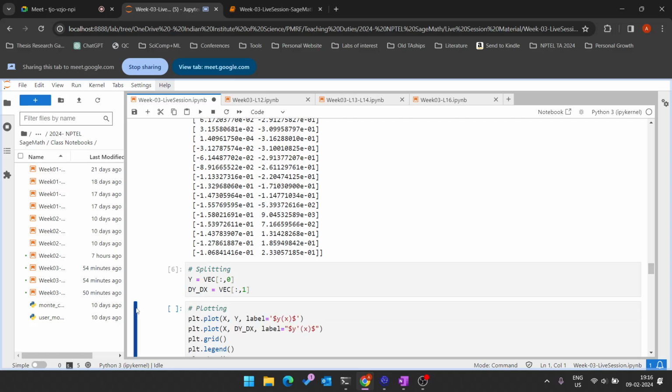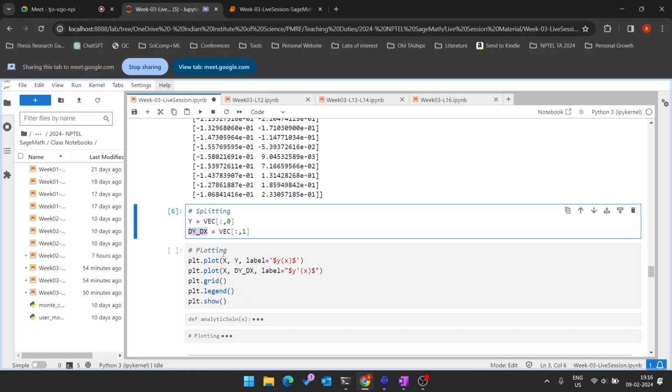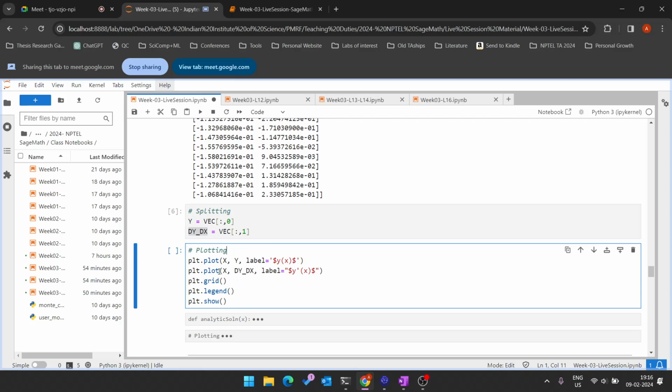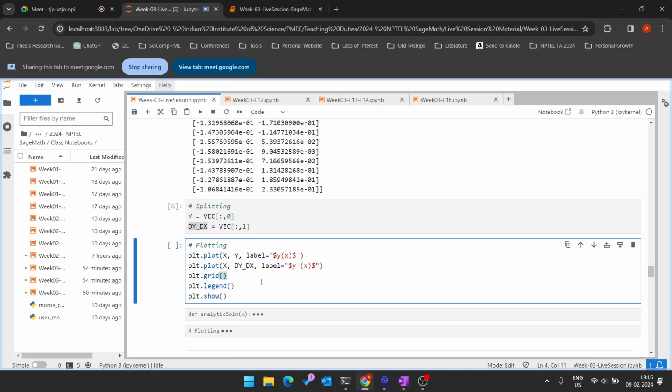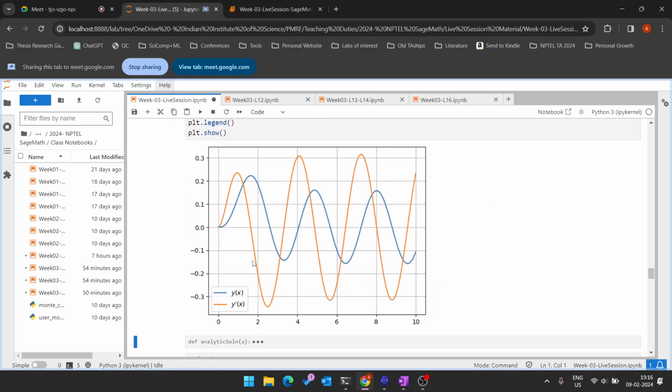So I get two arrays, one y and the other one dy by dx, both in capital. Now I'm plotting them simply using matplotlib, and if I put grid, legends and show, what do I get? I get two plots, first one being y of x, the second one being y dash of x. So you can see that the blue one is our solution curve and it has some sort of periodic nature to it, but its amplitude seems to be going down slowly.